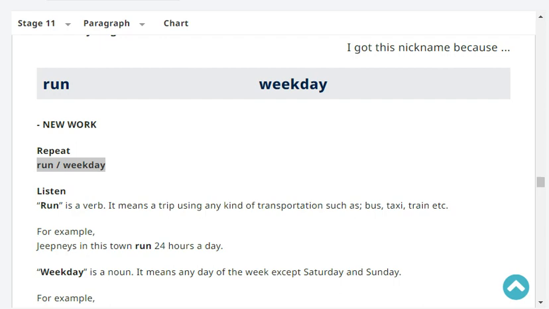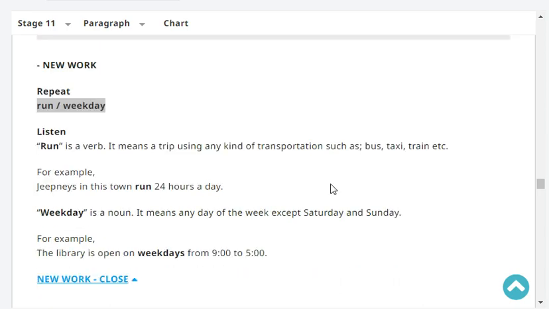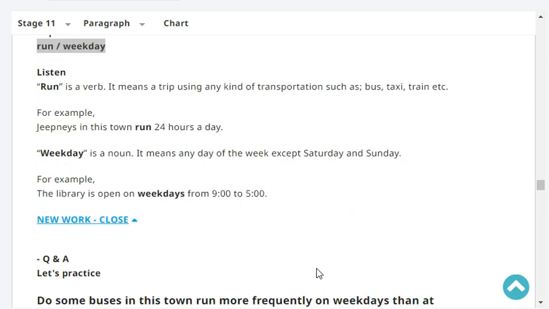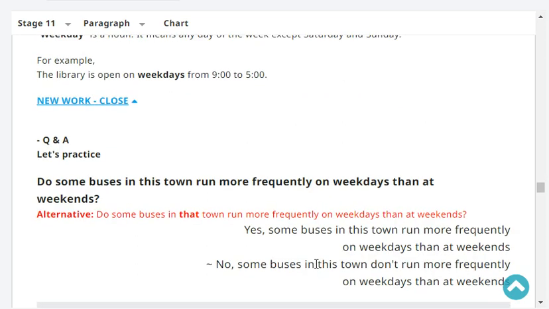Okay, weekday is a noun. It means any day of the week except Saturday and Sunday. For example, the library is open on weekdays from 9 a.m. to 5 p.m.